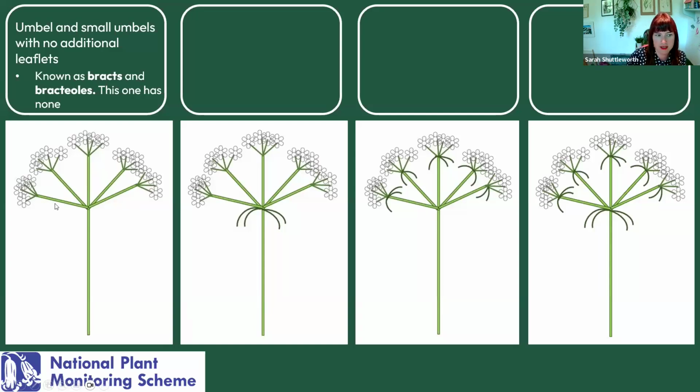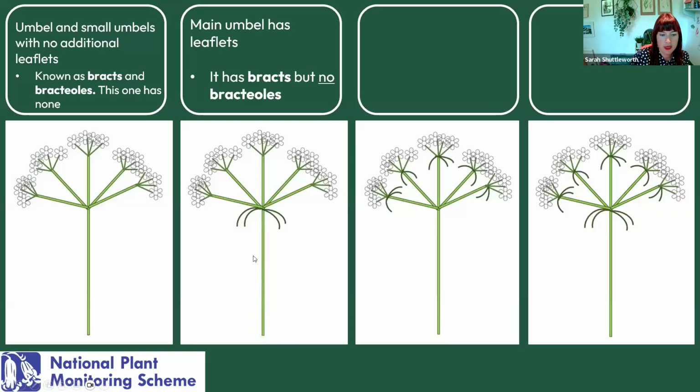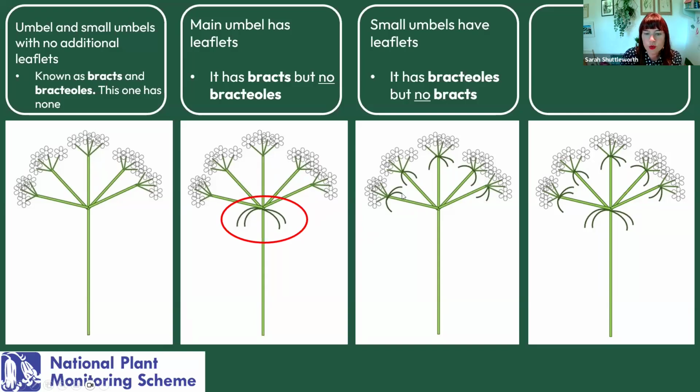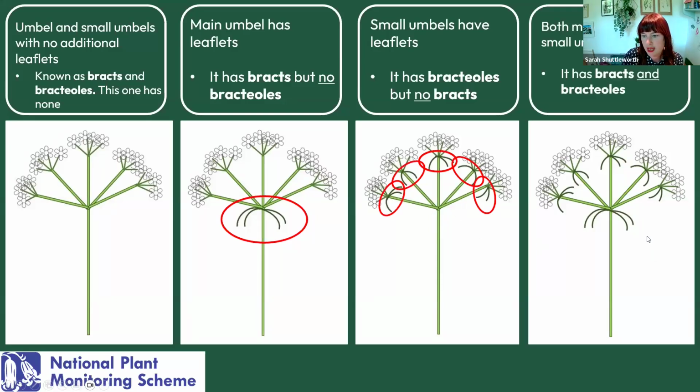So this one here has nothing. It doesn't have any extra little leafy bits underneath any of the umbels or the main umbel. This one has some extra little ones under the main umbel, but nothing underneath the little ones. So it has bracts, but it doesn't have any bracteoles. This one has the ones under the mini umbels, known as the bracteoles, but it doesn't have any bracts. And this one has both bracteoles and bracts.